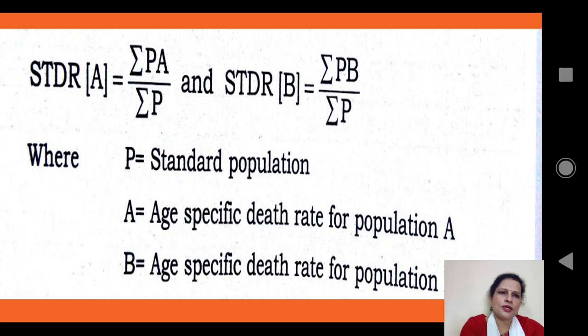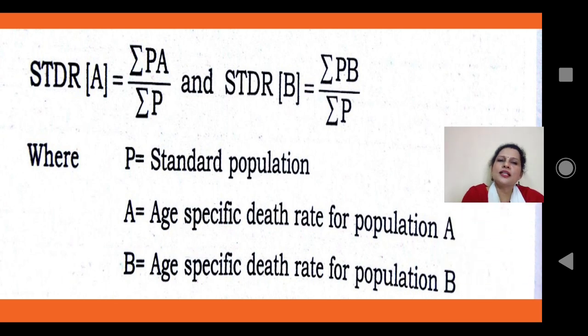Now, the STDR formula: STDR for A is equal to summation PA by summation P. STDR for B is equal to summation PB divided by summation P, where P stands for standard population, A is the age-specific death rate of population A, and B is the age-specific death rate of population B. Now you are finding the weighted averages here. After finding the answers, you have to compare them, and whichever is less, that population is healthier.